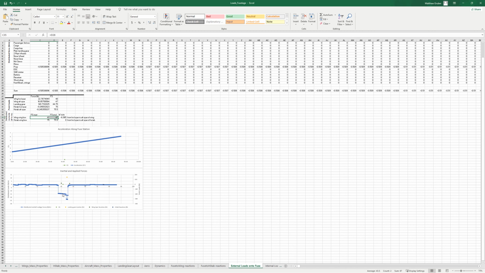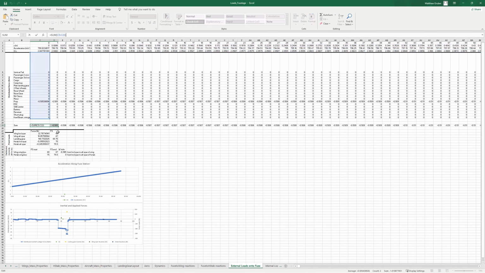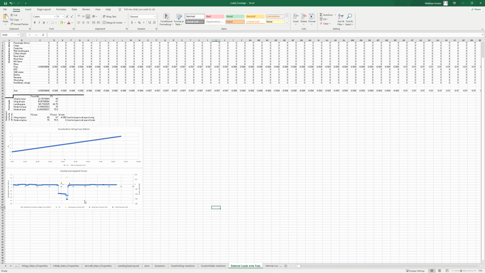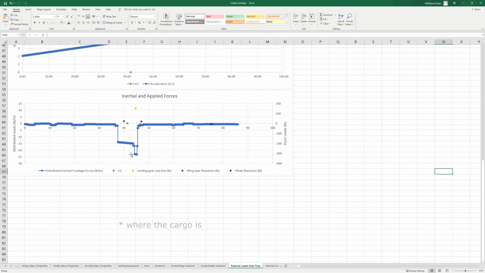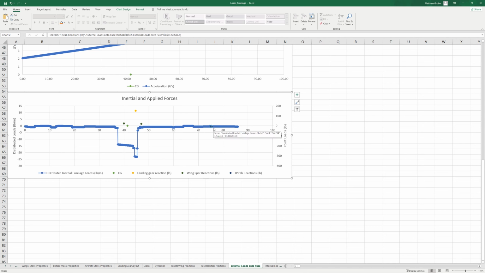So here it's a graph of the acceleration. So this column, and here this is just the sum of the distributed forces. So we can see sort of, this is where the payload is. So clearly we're getting a lot of forces there, and the point forces here. We have the two wing spar reactions, the landing gear. We have the two HStab reactions back there, and this is just for reference. We have where the CG is.